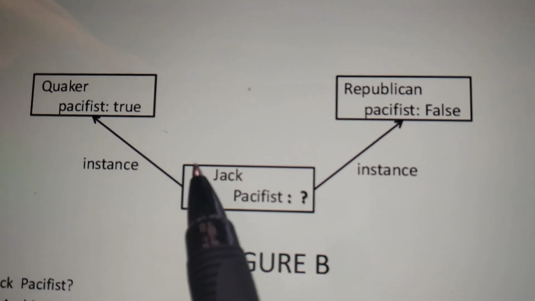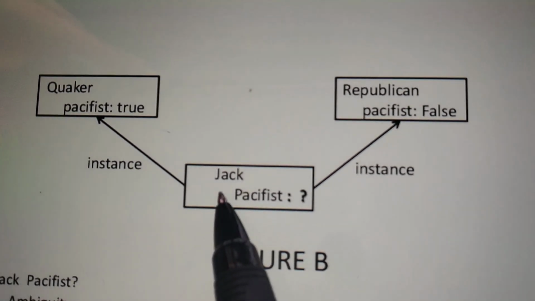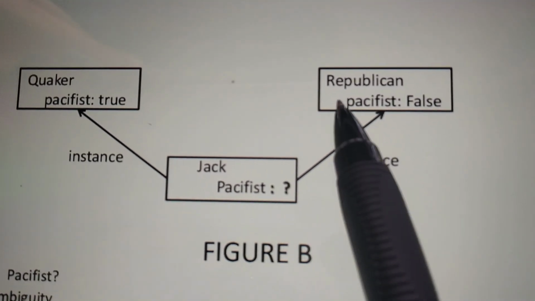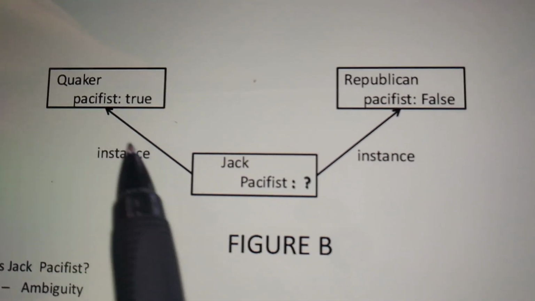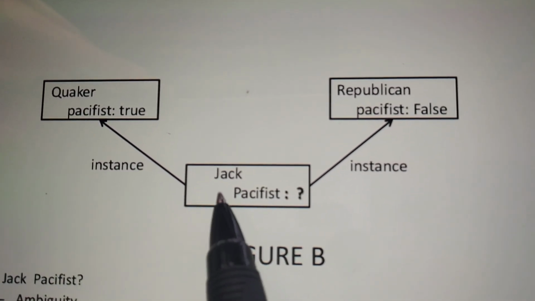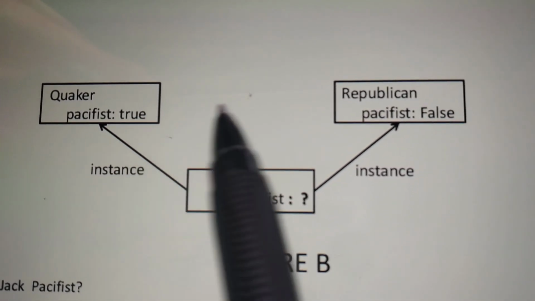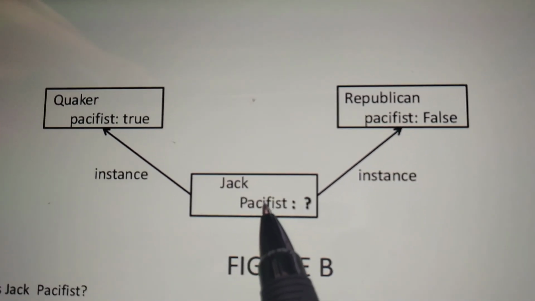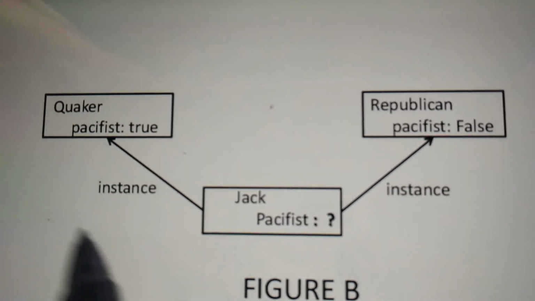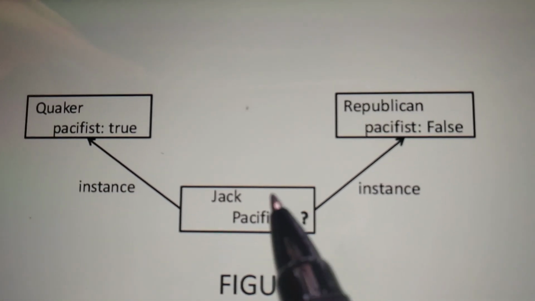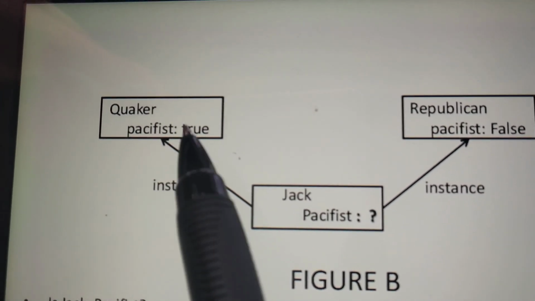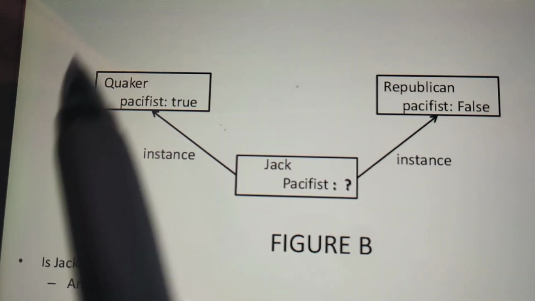Now if you see the inferential distance between Jack and Quaker and the inferential distance between Jack and Republican, both inferential distances are the same, right? So Quaker and Republican are both at the same inferential distance from Jack, and as a result the answer of pacifist is true as well as false, and that is actually a contradiction. Our path length algorithm for this was giving the answer as true, failing to recognize that there is a contradiction, an ambiguity here.